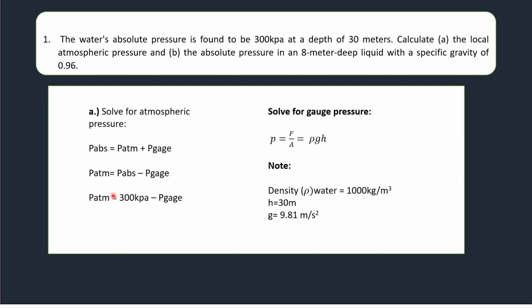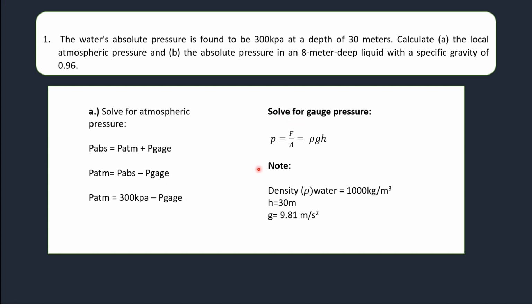First, we are going to solve for the atmospheric pressure. Here we have the formula for getting the atmospheric pressure. The absolute pressure is equal to atmospheric pressure plus gauge pressure. Deriving this equation, the atmospheric pressure is equal to absolute pressure minus gauge pressure. We have the value for absolute pressure, but we don't have the value for the gauge pressure. So first we are going to solve for gauge pressure.